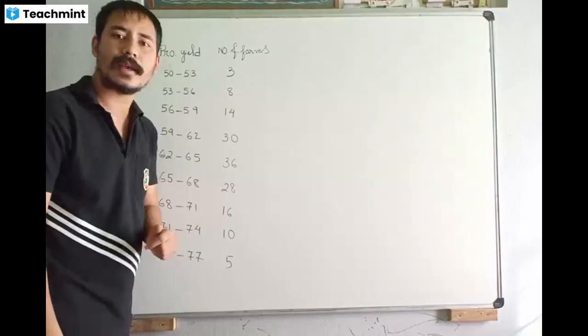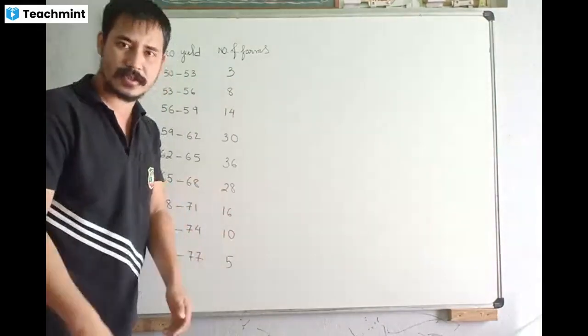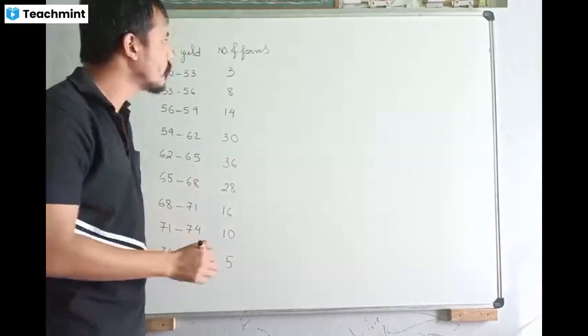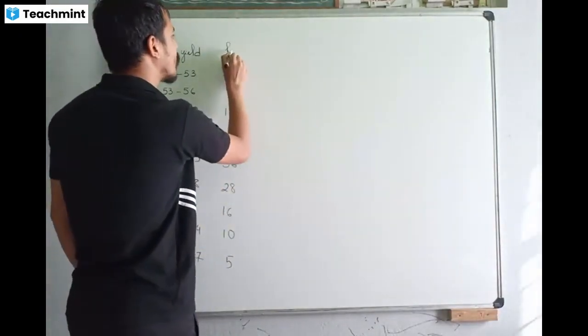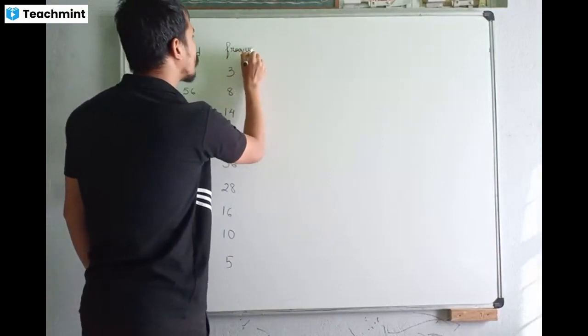That we call frequency. So these values are nothing new, but frequency. Frequency means the number of times the items of that particular group have occurred. So instead of writing number of farms, I can simply write it as frequency.